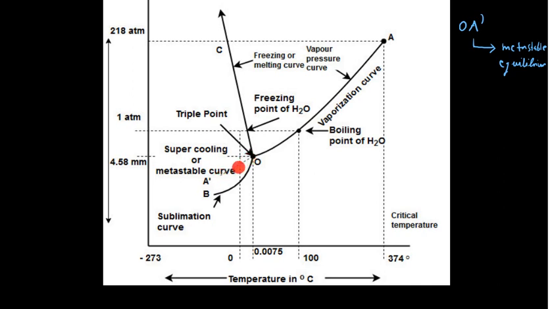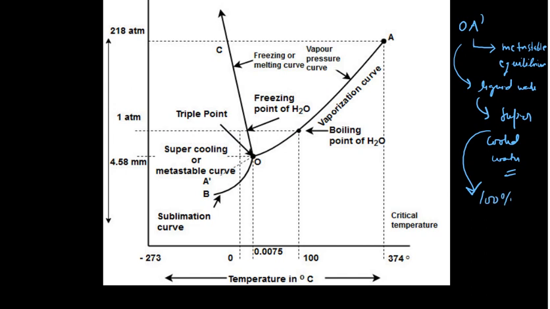So, on this line OA dash, you have only one phase, which is the liquid water, and that liquid water is so cooled that it is known as supercooled water or supercooled liquid. But see carefully, you can decrease the temperature, but for this supercooled stage of the water, you must have 100% pure, ion-free water.